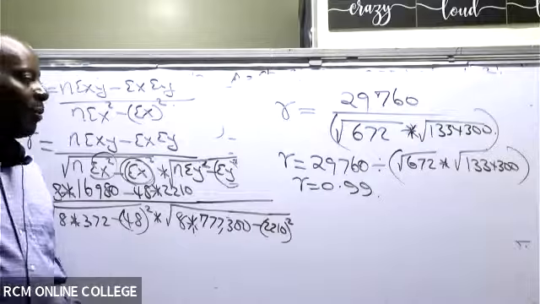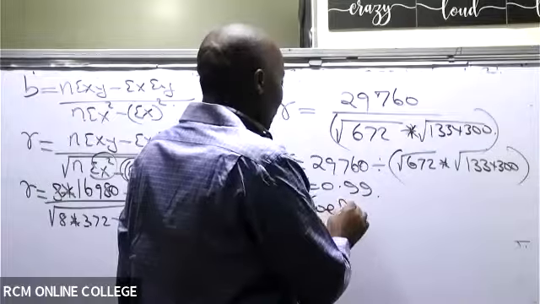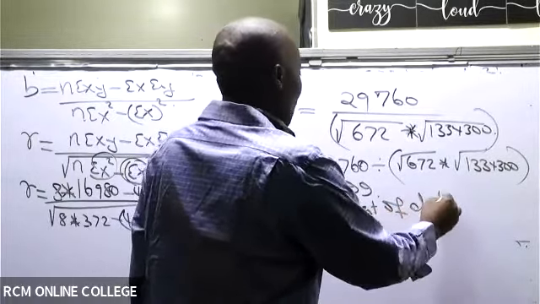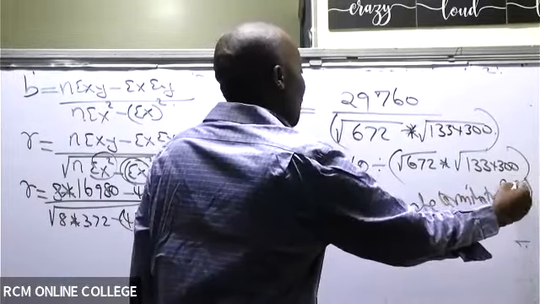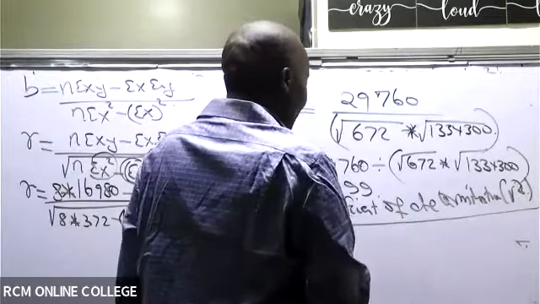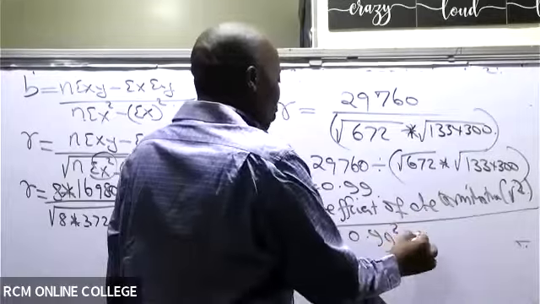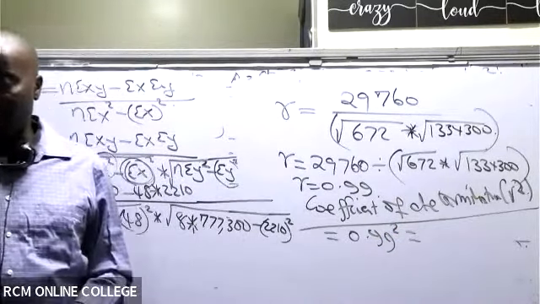But now, don't forget that we wanted to get what we call the coefficient. They wanted us to give them the coefficient of determination, which is R squared. So this one here will be 0.99. Whatever you have there, you square.